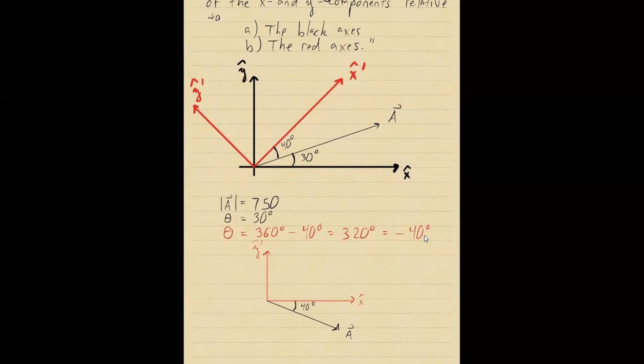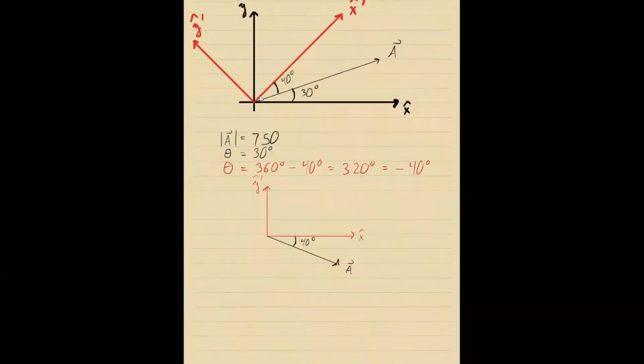If you have any questions about this, don't be afraid to ask me to reiterate it. So let's begin. First we want to find the x and y components for our vector A in this black coordinate system.